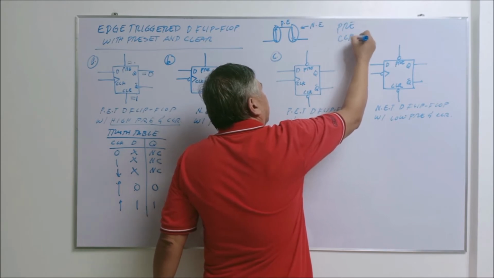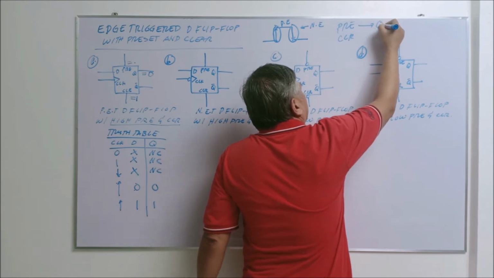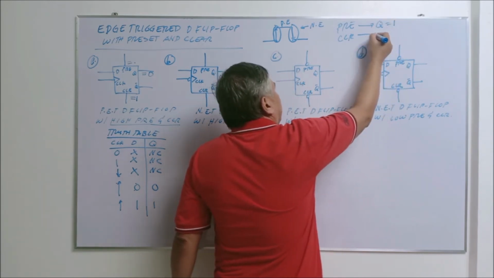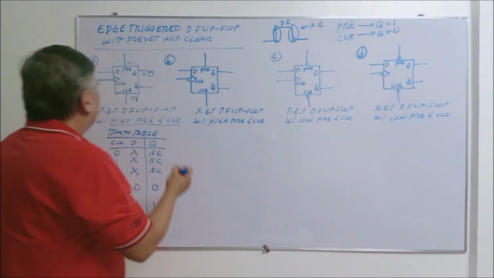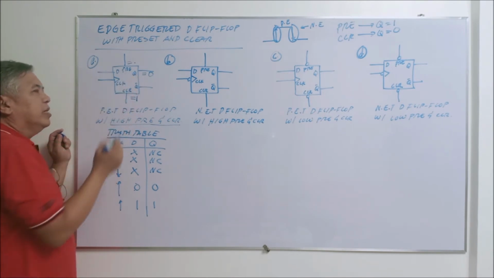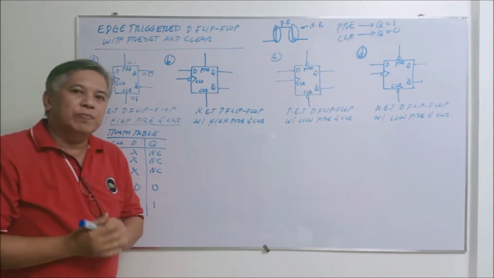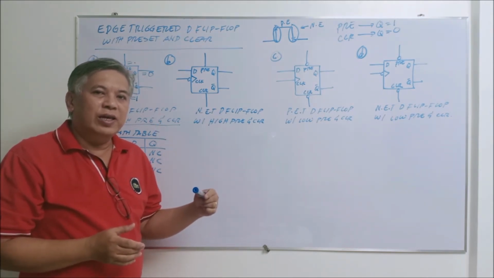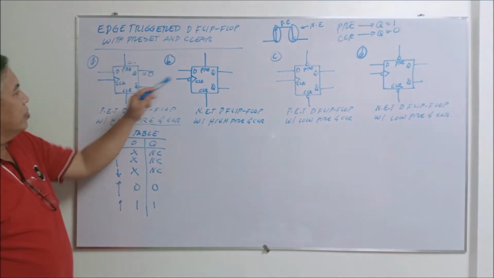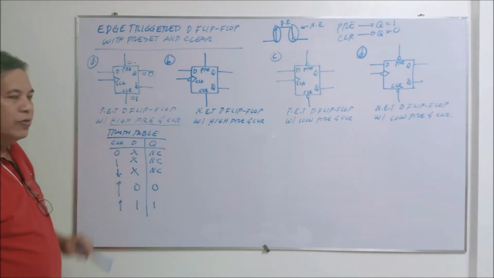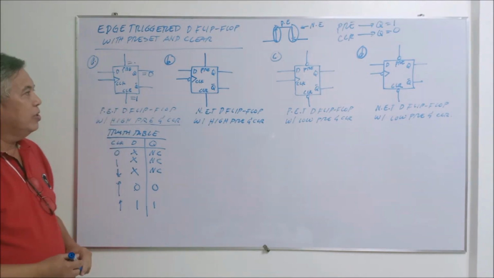So, your preset and clear, if we use preset, then we are having an initial Q equal to 1. But if we will use clear, we will have an initial Q equal to 0. So in this case, we're using clear equal to 1. That means that our initial Q will be equal to 0. In other words, our timing diagram will start at 0, okay? And then the next output will depend on the condition of your clock and your condition of your output Q. That is for your symbol A.